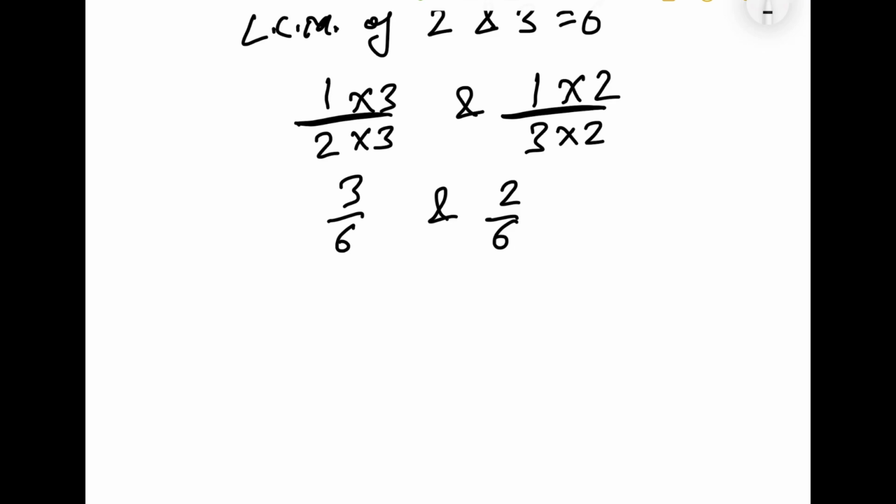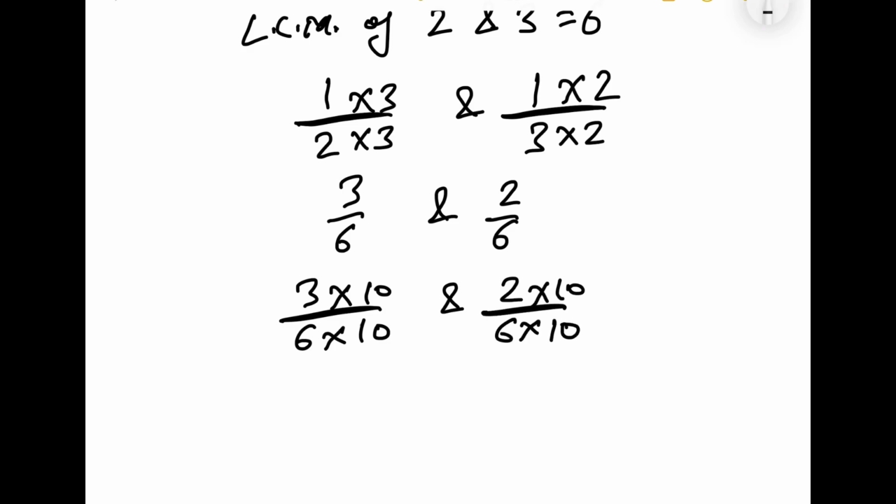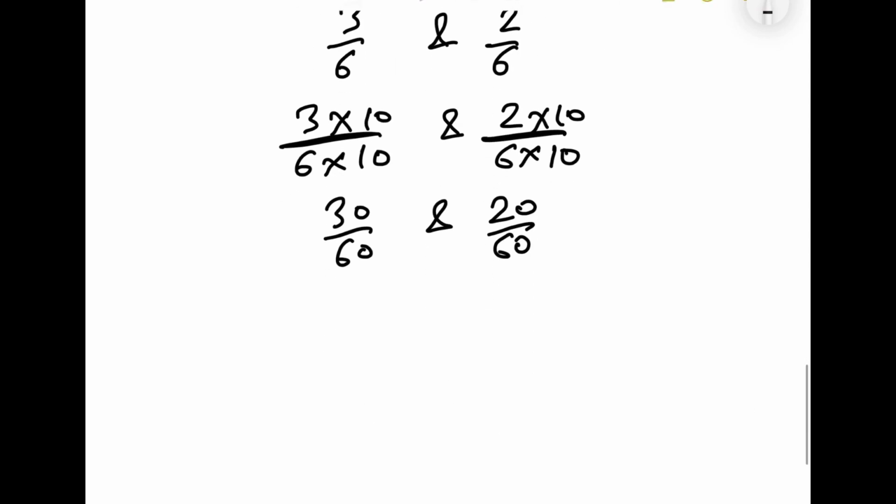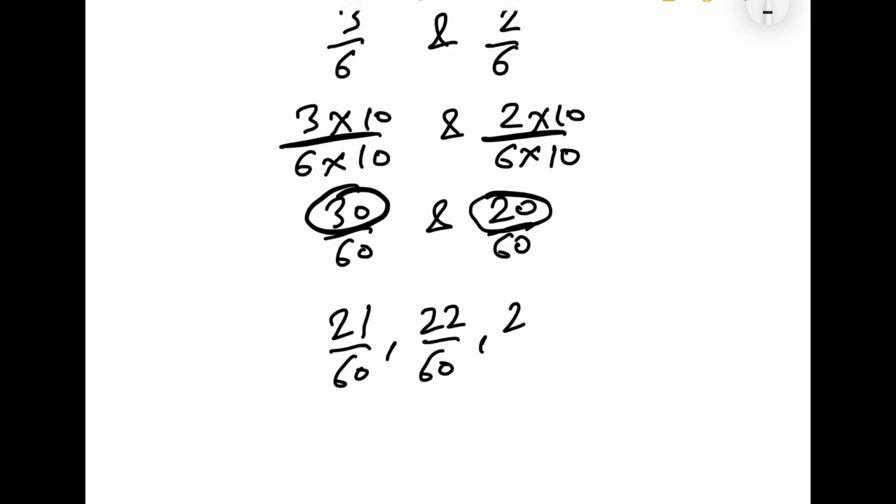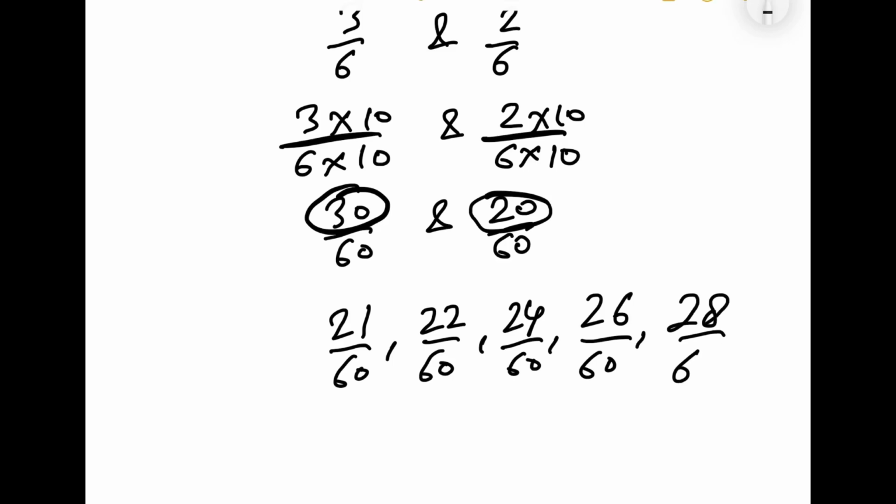So how can we write 5 rational numbers between these? What we do is just multiply by 10. Multiply it by 10, and we get 30 upon 60 and 20 upon 60. So we can write the numbers between 20 and 30: 21 upon 60, 22 upon 60, 24 upon 60, 26 upon 60, and 28 upon 60. These are the 5 rational numbers which we wanted to write.